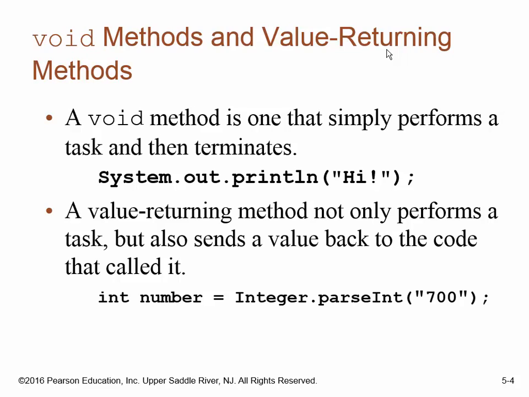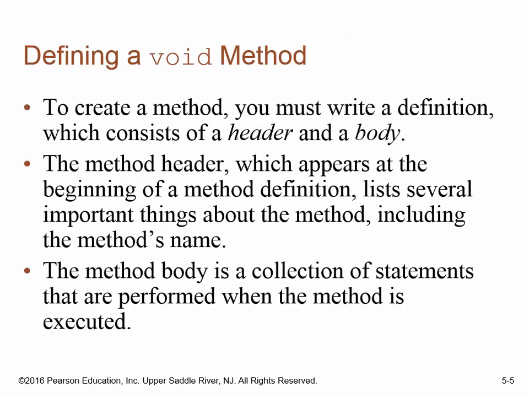On the other hand, a value returning method not only performs a task, but it also sends a value back. So when I do this, this is taking the string 700 and parsing it, or converting it into an integer, and putting it into an integer variable. Not only does that call a method, but it also takes the result that returns back and puts it into a variable. So that's a value returning method.